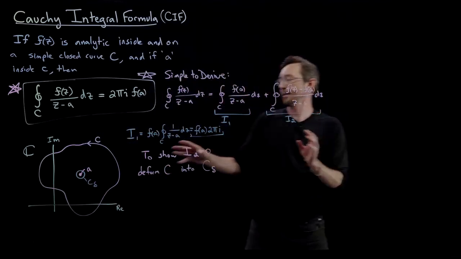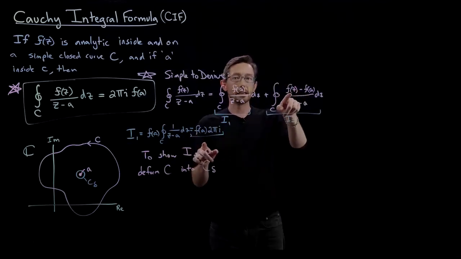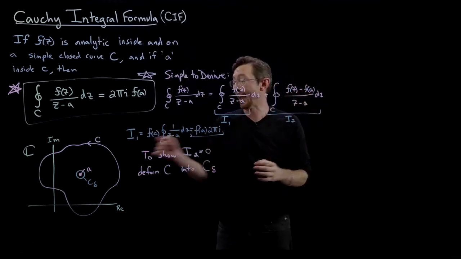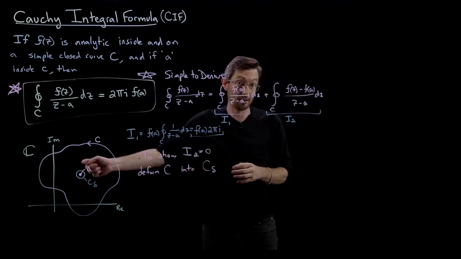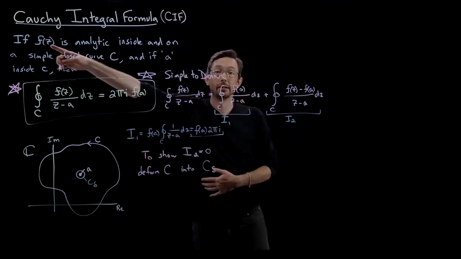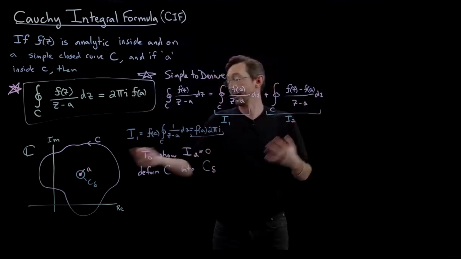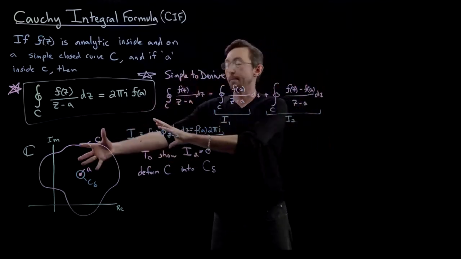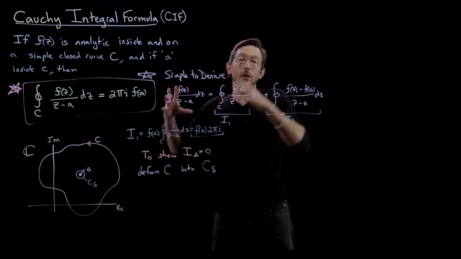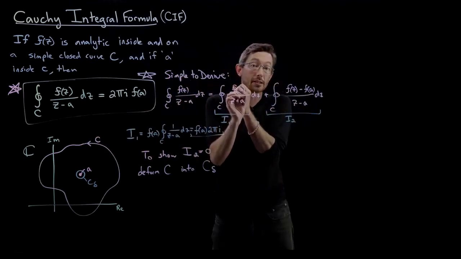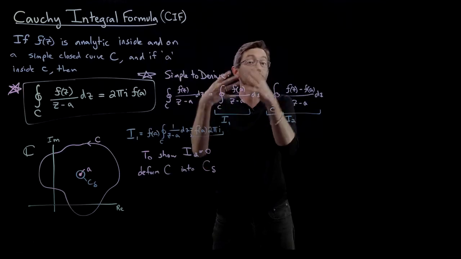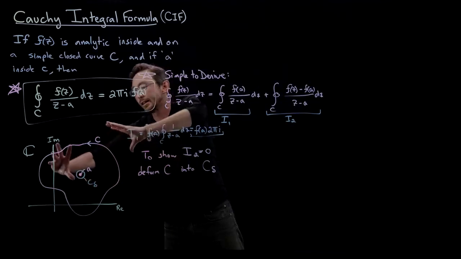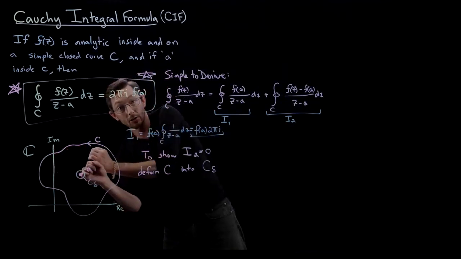And again, because the function f(z) over z minus a, that whole function, is analytic everywhere except z equals a. Remember, f is analytic, and 1 over z minus a is analytic everywhere except z equals a. Then by the Cauchy-Goursat theorem, I can deform my contour all the way down until it's super close to that point, as long as I don't cross through a singularity. The function is analytic everywhere outside of that point a, so I can deform this down as close as I like to that point a.